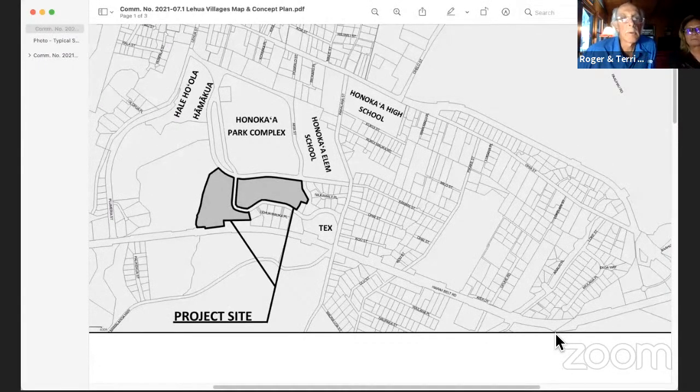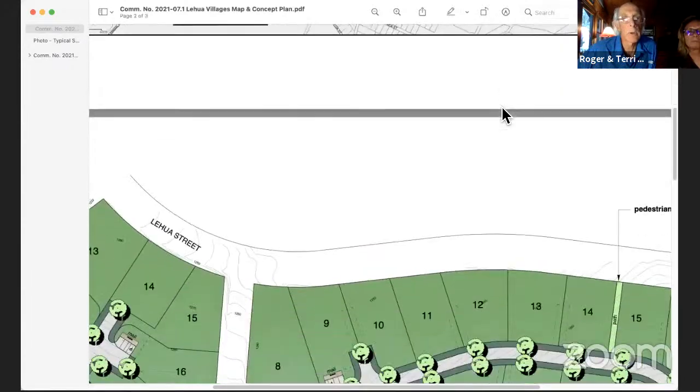So you can see both parcels are immediately below the highway, Makai of the highway, and immediately Mauka of the park. The hospital is just below, and the schools are just below right there. So it's a great central location, right in the heart of Honokaa town. Then we have a more detailed plan of the two parcels. Here we go.